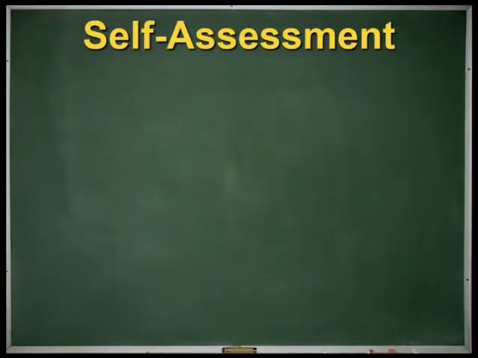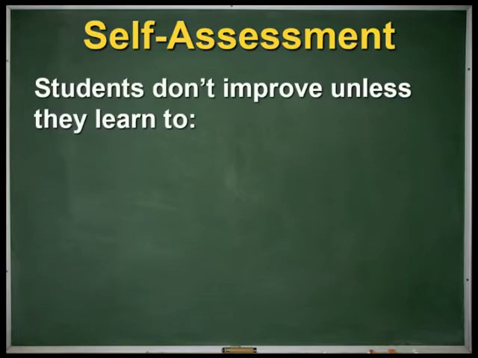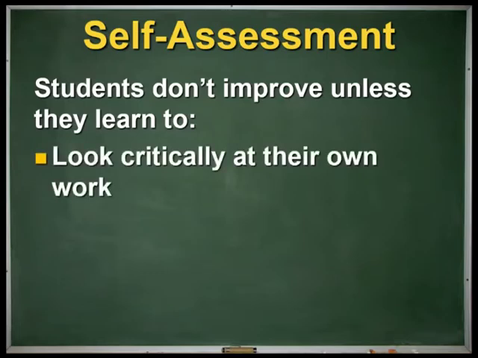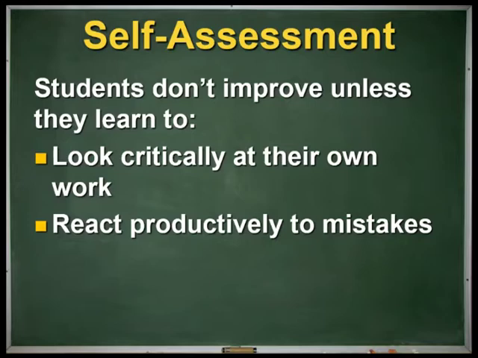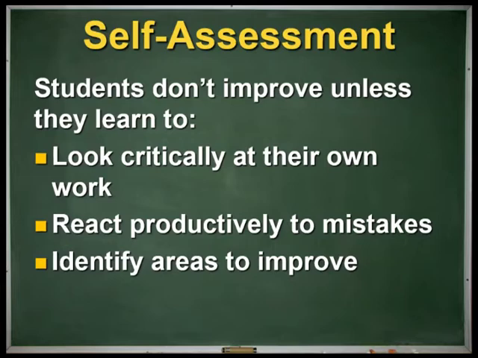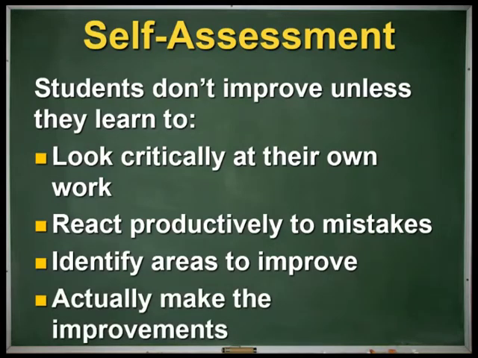A very powerful form of assessment is the type that students do themselves. Students in general don't improve, or they improve very little, unless they learn to look critically at their own work. Otherwise, they keep repeating the same mistakes over and over again. And they need to learn to react productively to mistakes. If it's a negative reaction, then they don't treat mistakes as an opportunity to learn. Then they have to identify the areas to improve. And finally, they actually have to make the improvements. And if they can learn to do this regularly, then they take a big step forward into becoming independent learners.